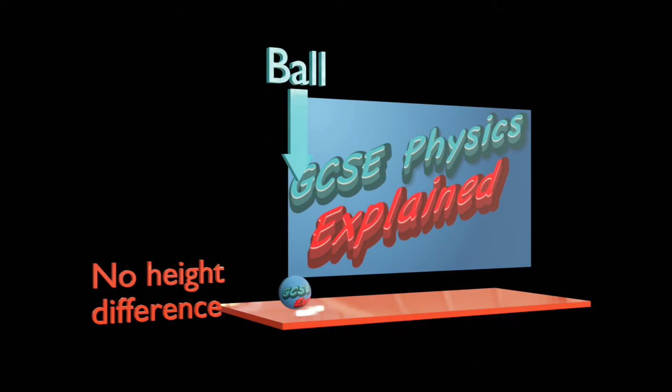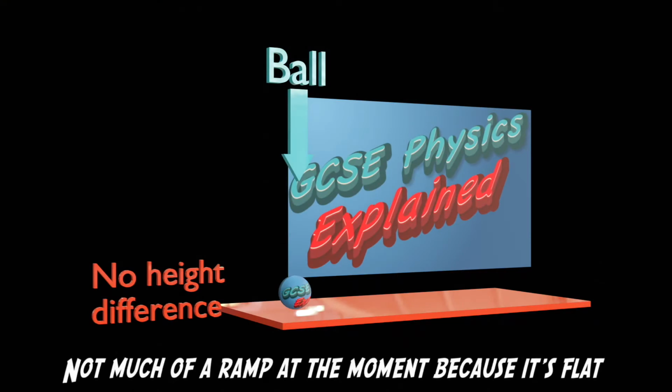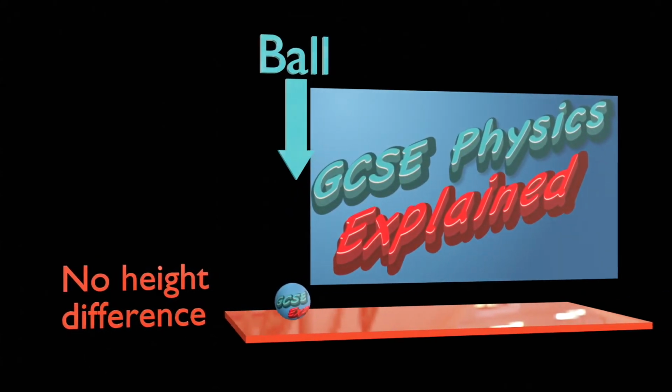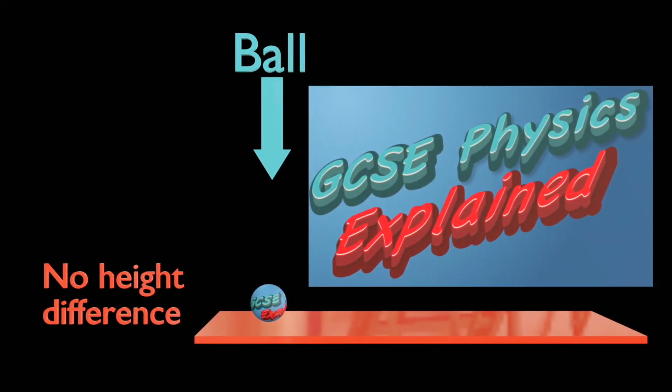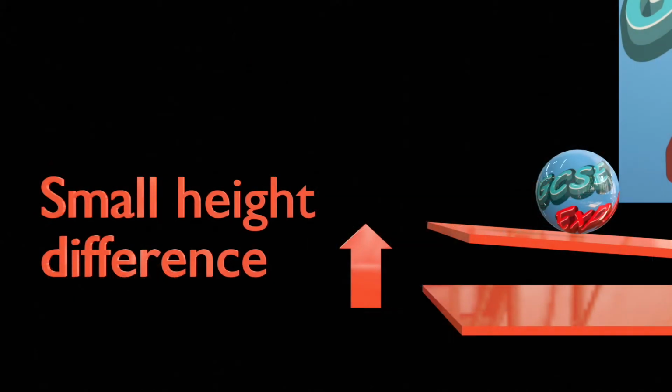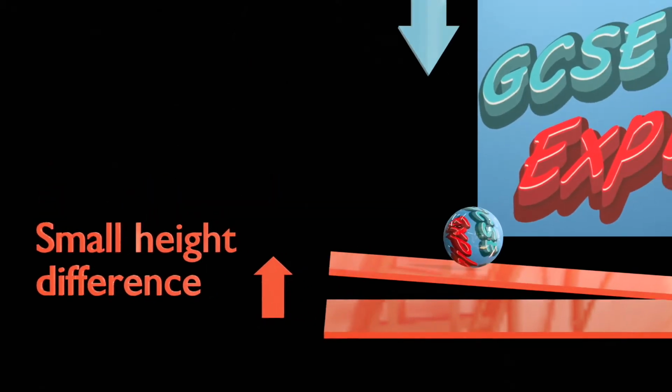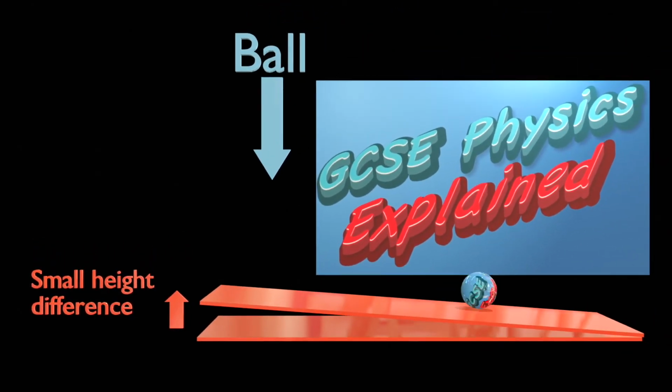We can use a model of a ramp with balls resting on it to help us understand potential difference better. If you have a flat ramp with no height difference between the two ends, the ball won't roll. If you lift the ramp so there's a small height difference between the two ends, this will cause the ball to roll slowly.